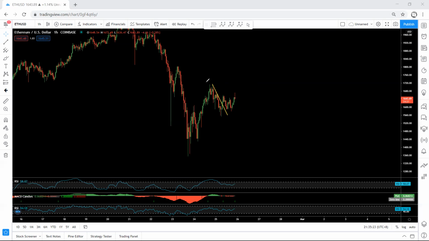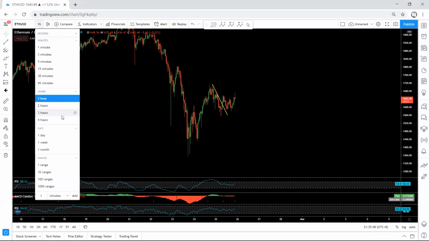Another option, if you don't want to have entry above the top, for example if the price continues, the only way is to let the price continue, break this top, and then on the next correction or flag, from there we can look for buy.